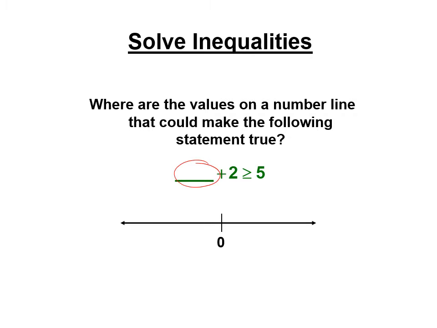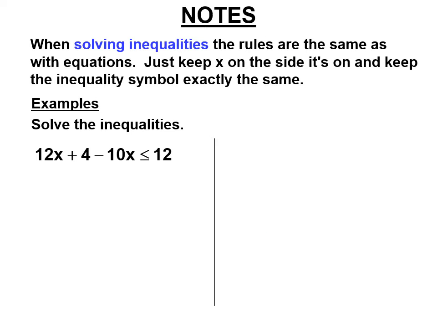So when we solve an inequality, there's not just one number that makes it true. 3 makes that true because 3 plus 2 equals 5. But so does every number that's bigger than 3. So you do the same exact techniques we did with equations as long as you keep this symbol exactly the same. So we're going to combine like terms here and get 2x.